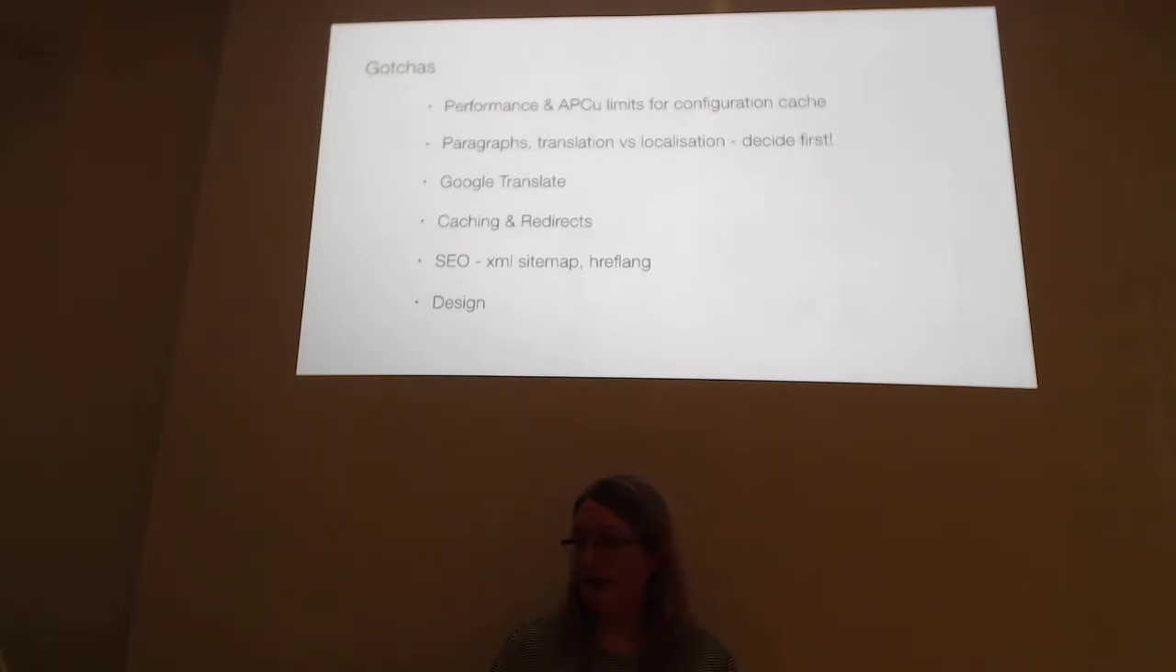Watch out for performance and APCu limits for your configuration cache. So Drupal 8 has this fast chained cache backend, which I think it uses by default. So all your configuration is stored in this cache. This was an issue on Acquia. I haven't hit it on Platform.sh. But basically, as we added more languages, we added more configuration, because we're translating the configuration. So we were adding more and more. And if you have one language, it's fine. 2, you've got double. 13, you've got an awful lot of configuration in your cache. And essentially, we hit the limits, and the site kept falling over.